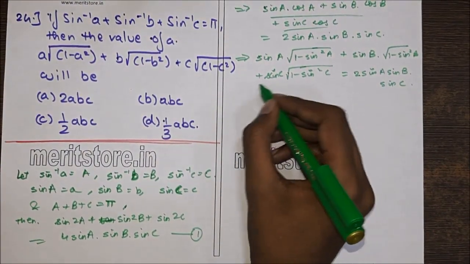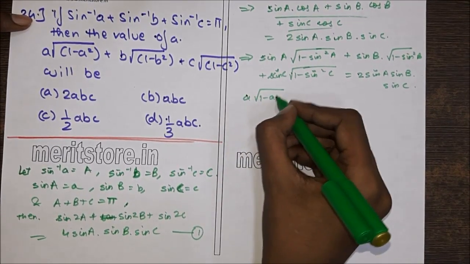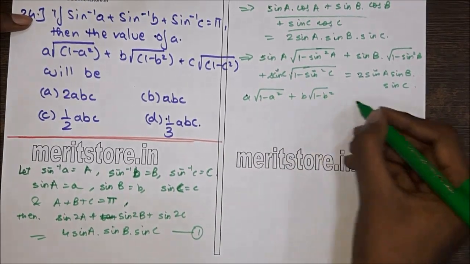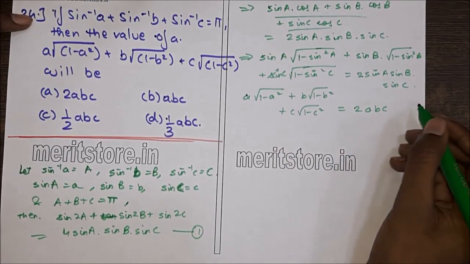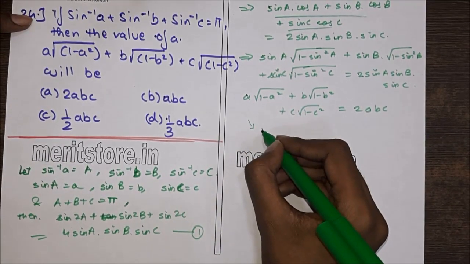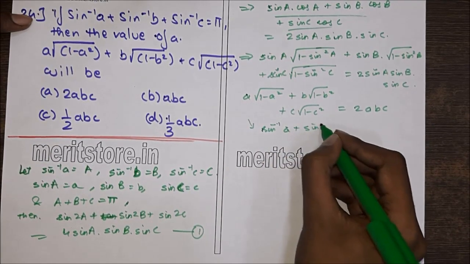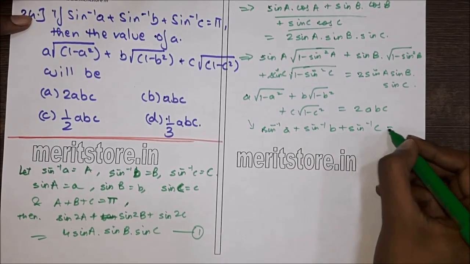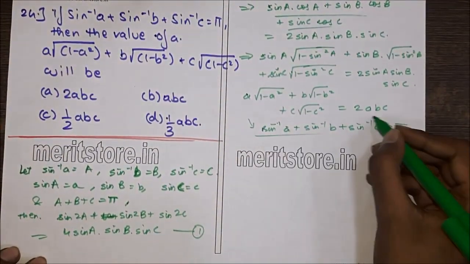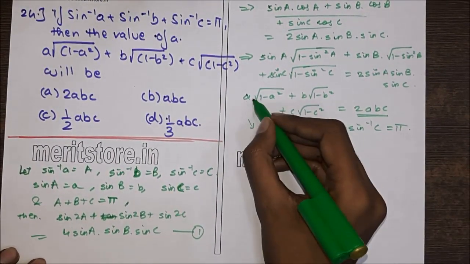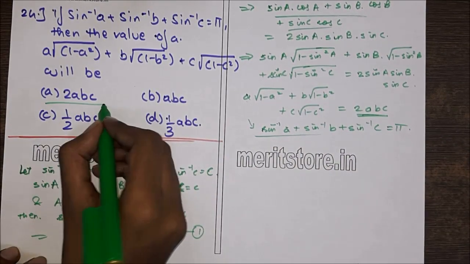Now by sine rule we can substitute these values with the values of the sides, that is A into root of 1 minus A square plus B into root of 1 minus B square plus C into root of 1 minus C square is equal to 2 times ABC by use of sine rule. Now sine inverse A plus sine inverse B plus sine inverse C is pi. So the answer is 2ABC is equal to A into root of 1 minus A square plus B into root of 1 minus B square plus C into root of 1 minus C square, which is option A.